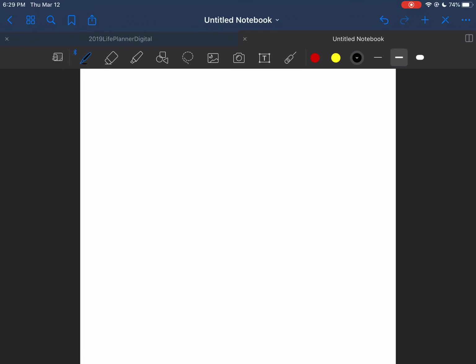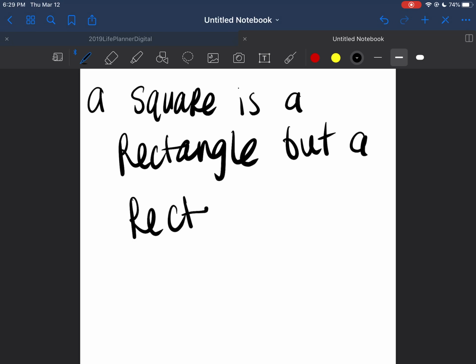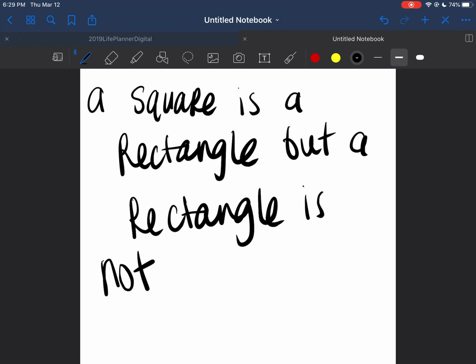Now, another thing that we've learned about is a square is a rectangle, but a rectangle is not a square. This is one rule that we must remember because we've talked about how a square fits into that VIP club. A square is a rectangle. It is also a parallelogram. A square is also a rhombus. So a square is a special shape that falls into all of those categories.